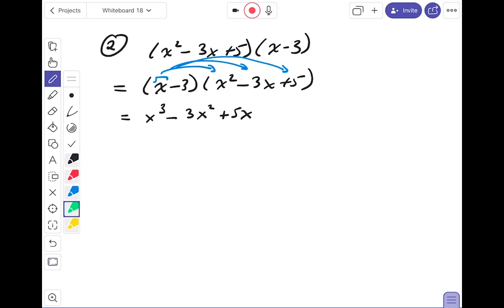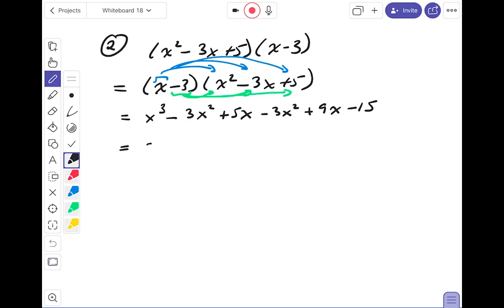And then what would I do? I would take this minus 3 and distribute across these 3 terms. Let's put that down. What does it give you? Minus 3x squared plus 9x minus 15. Now what I'm going to do, combine like terms.